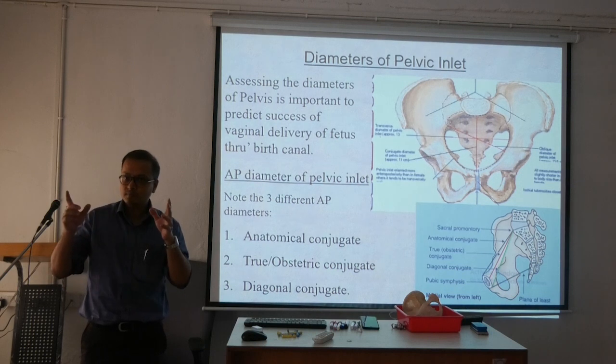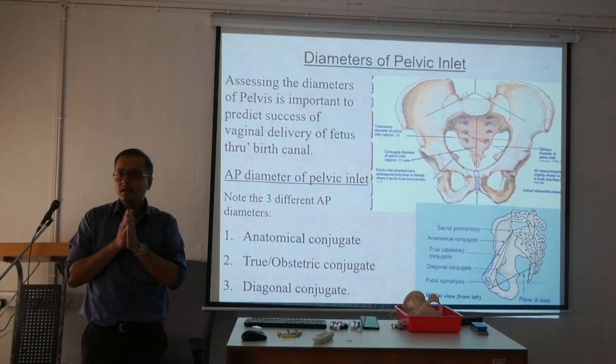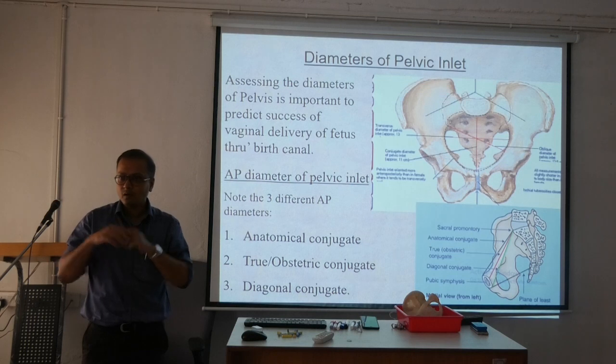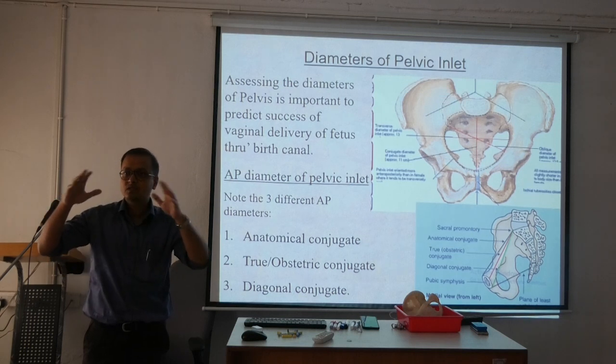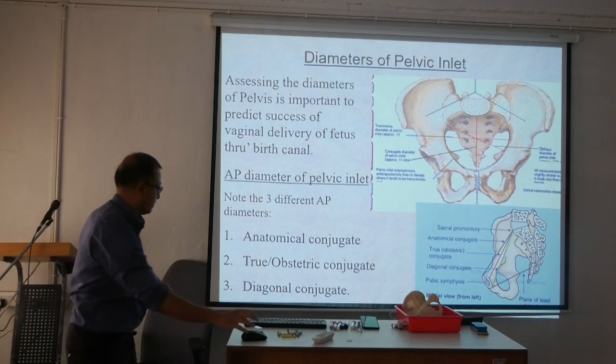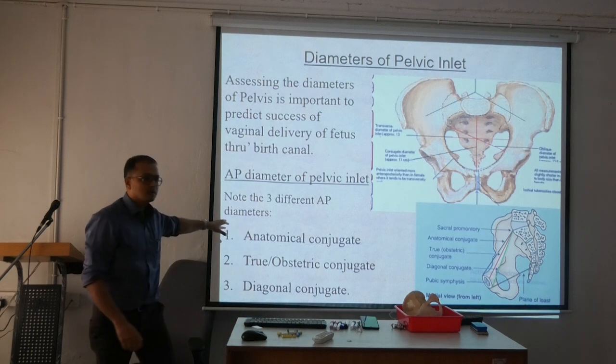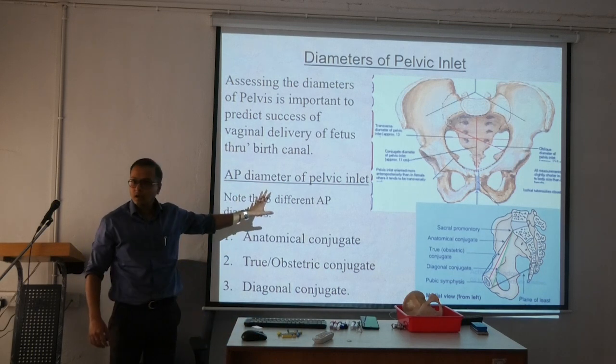Because we know that 9 to 9.5 centimeters is the transverse diameter of the biparietal head diameter, it has to be more than 9.5. So, are we clear about these conjugates, the anteroposterior conjugates, or not?